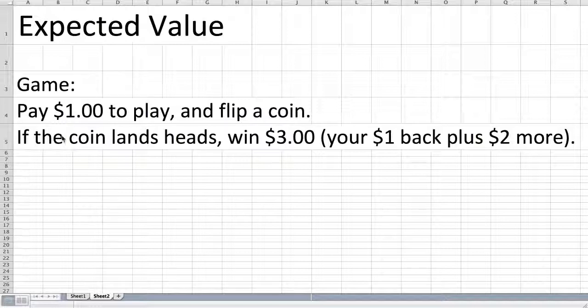Let's take a sample game. You pay $1 to play this game and you flip a coin. If the coin lands heads, you win $3, which means you win your dollar back that you paid to play, plus an extra $2 on top of that dollar.